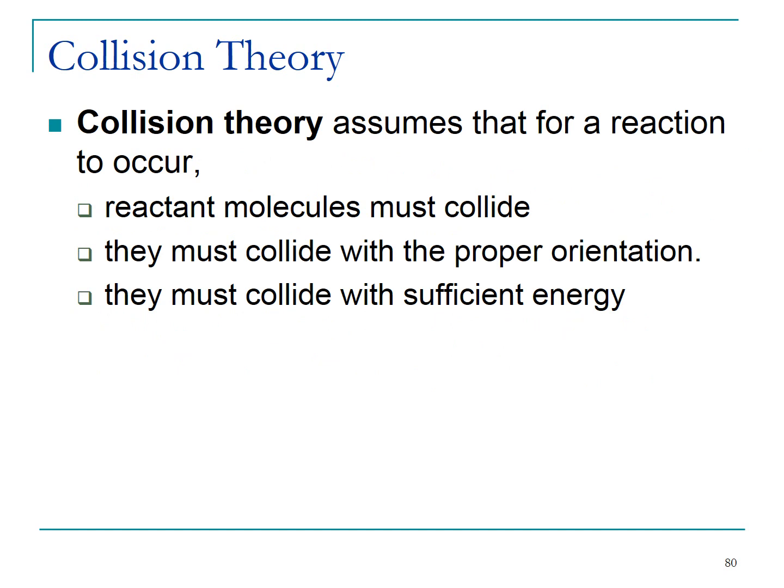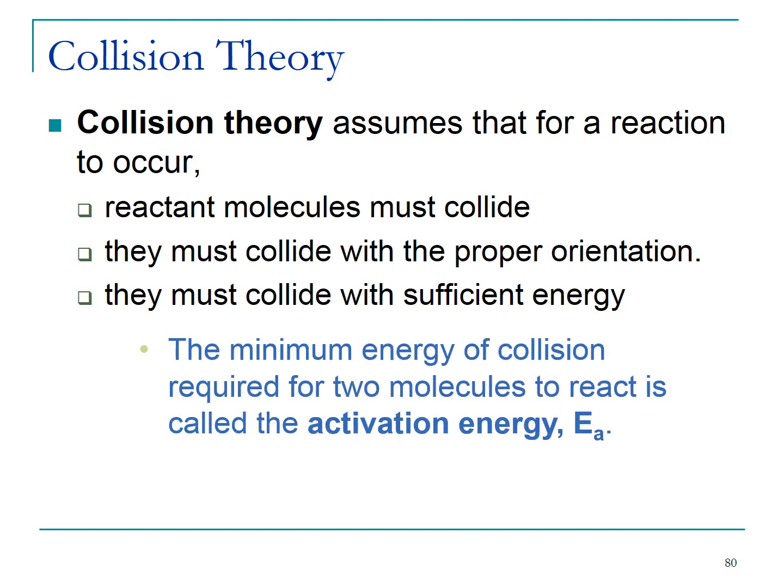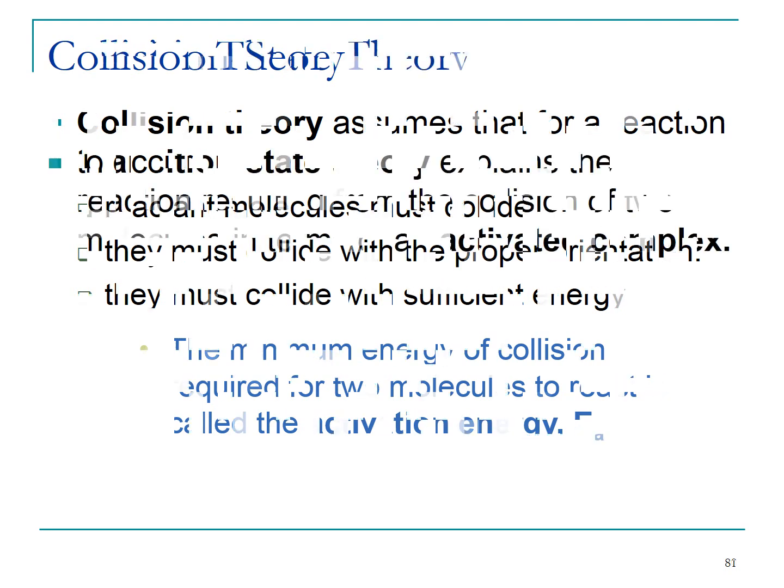Okay, so collision theory assumes that for a reaction to occur, a few things have to happen. First of all, the molecules have to collide. They have to come in contact with each other. Otherwise, they can't react. Furthermore, they have to collide with the proper orientation, and they have to collide with enough energy to make the reaction happen. This minimum amount of energy required is called the activation energy and given the symbol E sub A, activation energy.